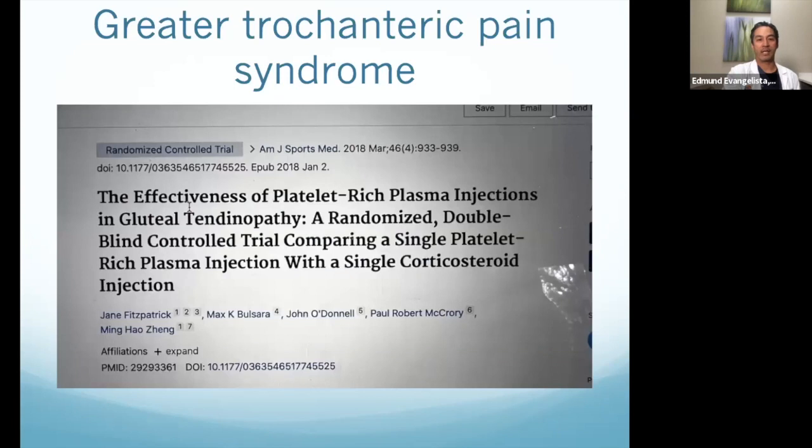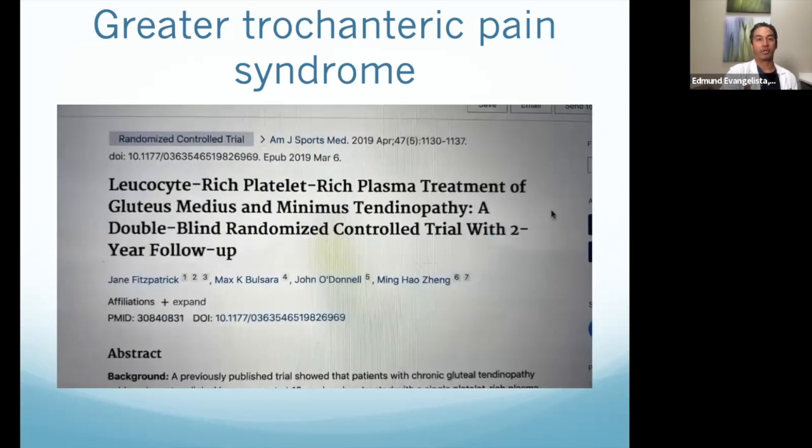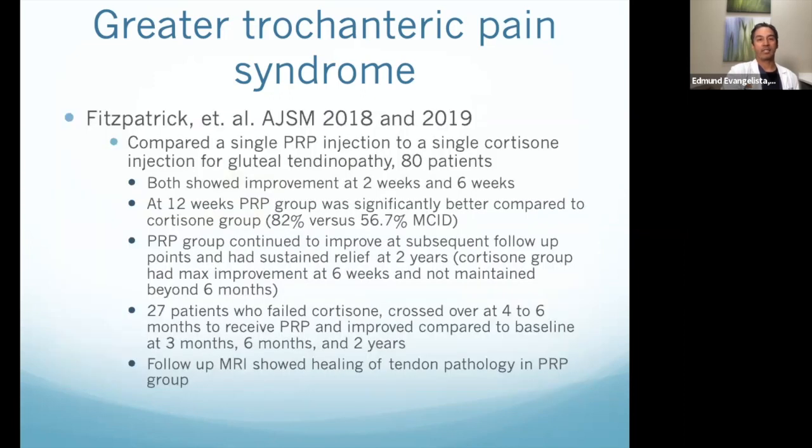Now, Fitzpatrick studied this. This was a landmark study, a very good study, randomized, double-blind, clinically controlled trial comparing a PRP injection to a cortisone injection for this gluteal tendinopathy. She published the results in the American Journal of Sports Medicine in 2018, and she continued to follow these patients for another year, so published the 2-year follow-up in 2019. So basically, she compared a single PRP injection to a single cortisone injection in 80 patients with gluteal tendinopathy.